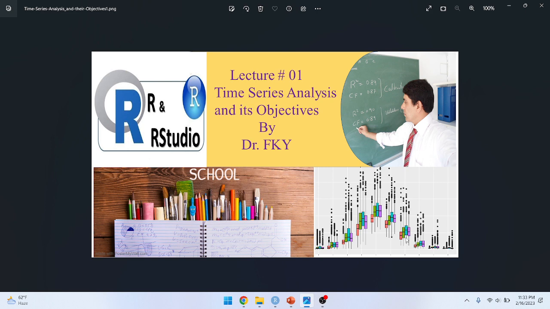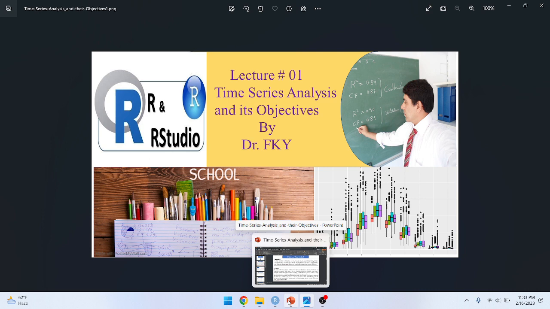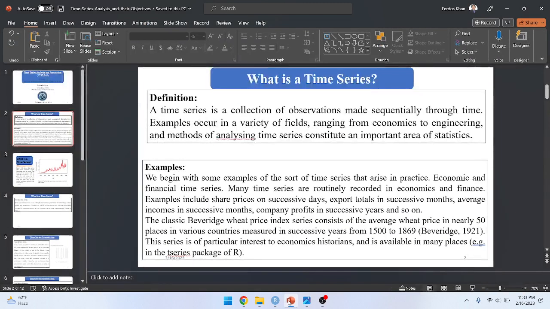You can see in the logo that there is R in RStudio, but this lecture will not include anything we will do in RStudio. After this lecture we will have a combination of theoretical lectures and work in RStudio. So let's move to the slides to see what is meant by a time series and what the objectives of time series analysis are.